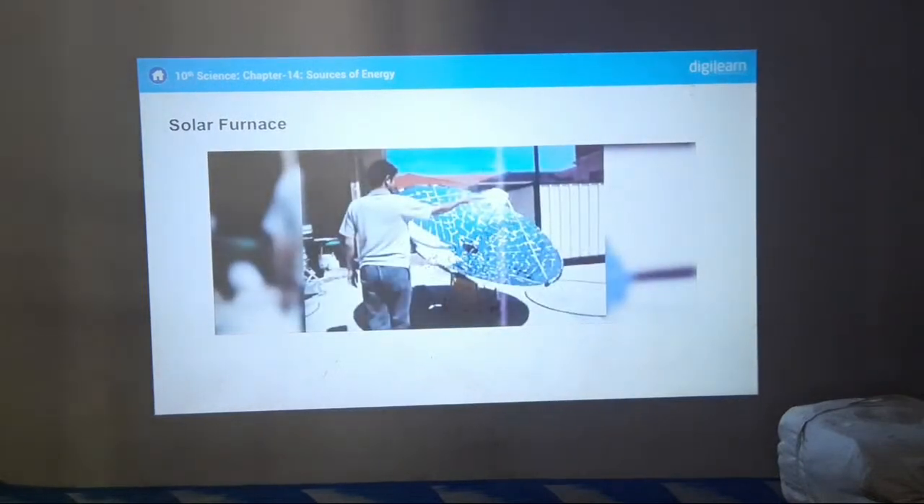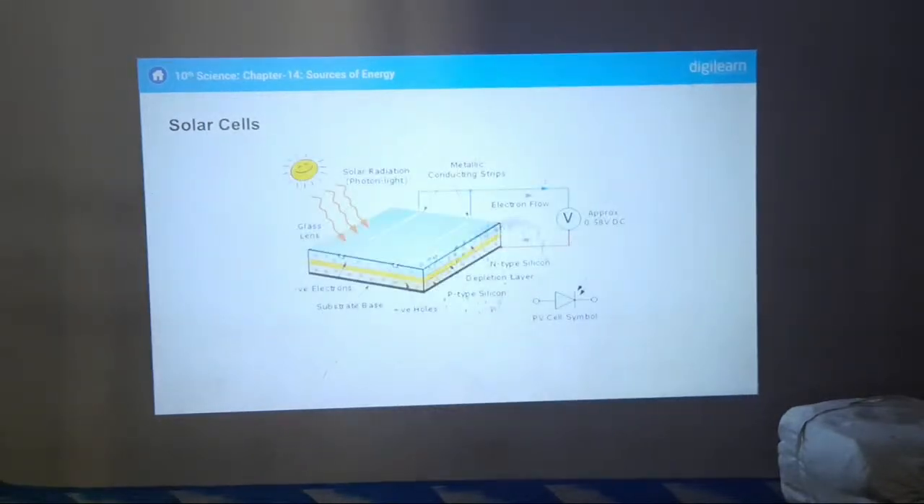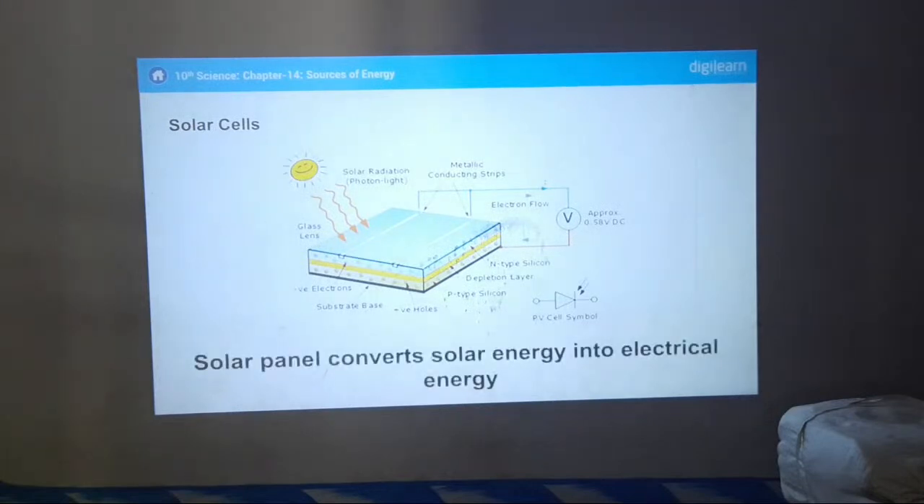Solar furnace. Solar furnace is made like a concave mirror. Large solar furnace has many smaller mirrors to compose a very large convex mirror. The thing to be heated is placed near the focus of the mirror. Solar cells. Solar cells are made from silicon. The solar panel converts solar energy into electrical energy, which is stored in a battery for later use.